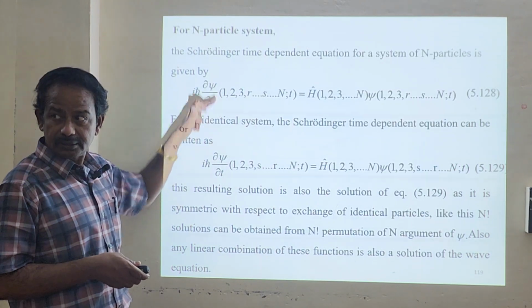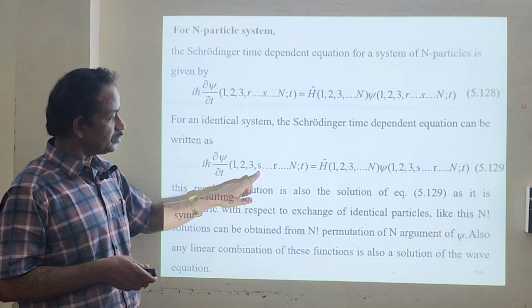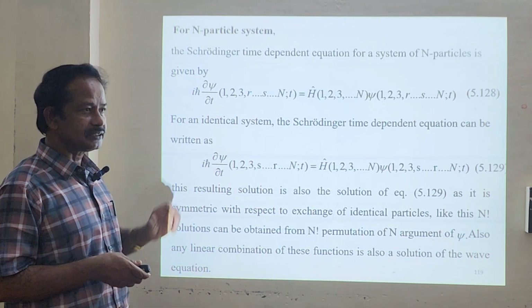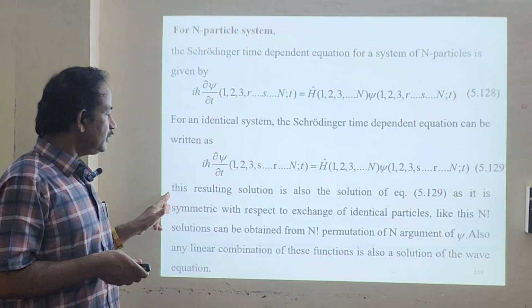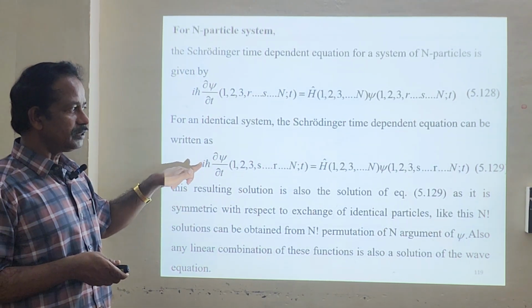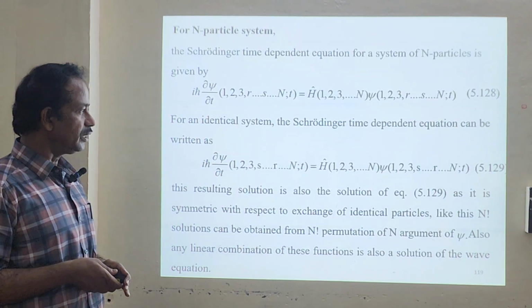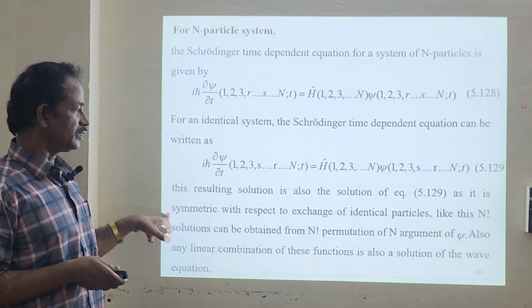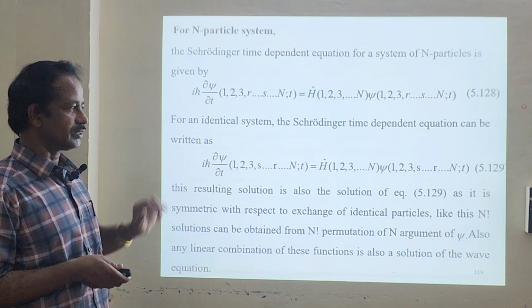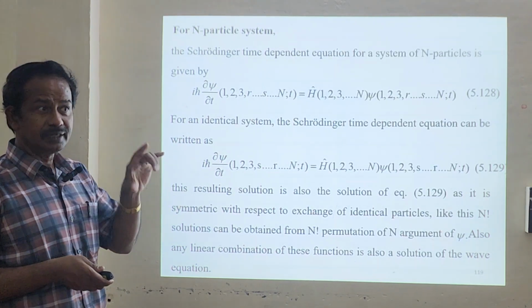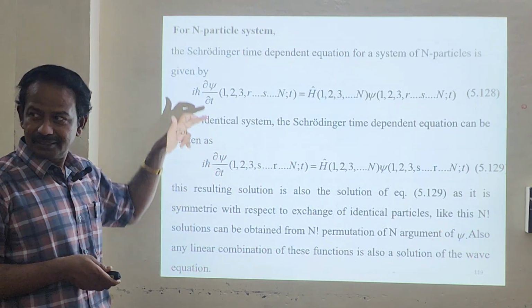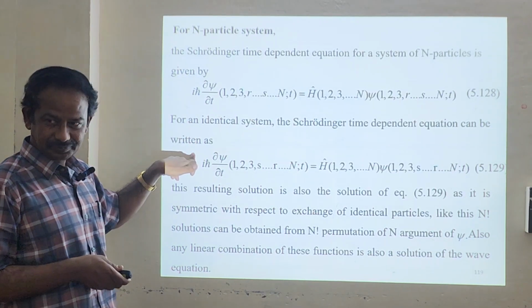Look at these two equations. Your rs becomes sr, so you have an interchange now. This resulting solution is also a solution of equation 5.129, as it is a symmetric wave function with respect to exchange of identical particles. And surely we will have n factorial solutions, as I said earlier, because n particles exist.